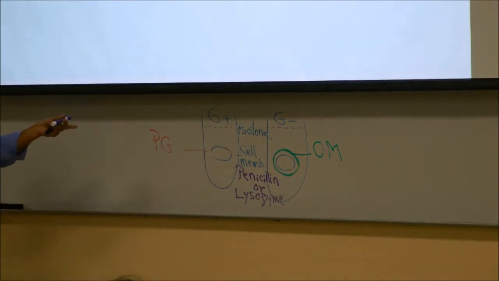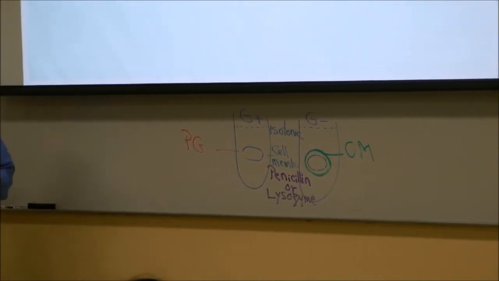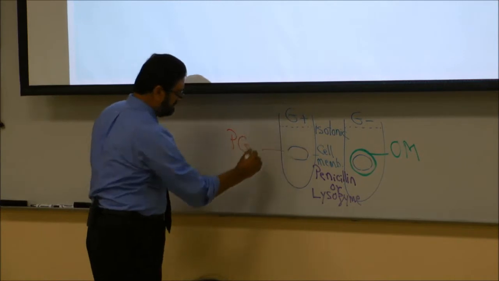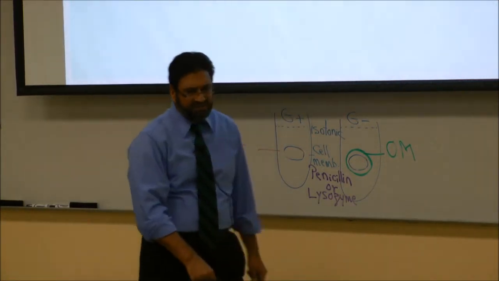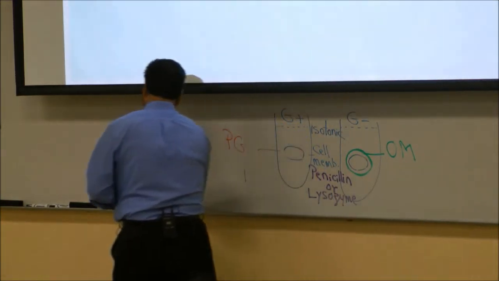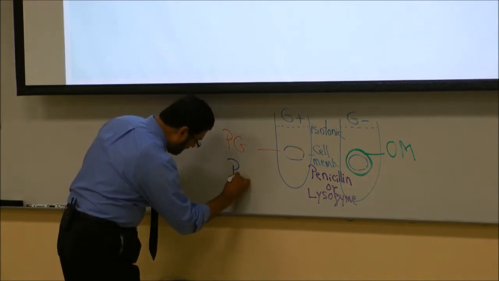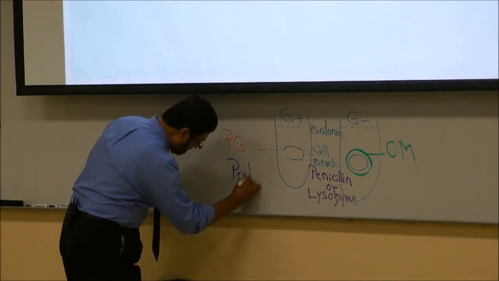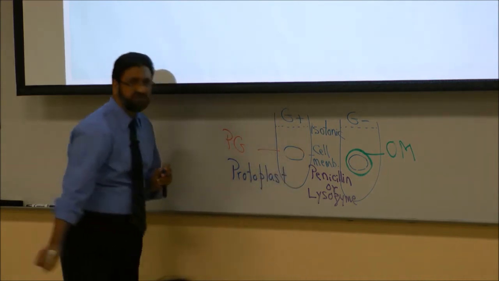This gram-positive bacterium that has completely lost its cell wall because of chemical treatment is called protoplast. A protoplast is a gram-positive bacterium that has completely lost its cell wall.